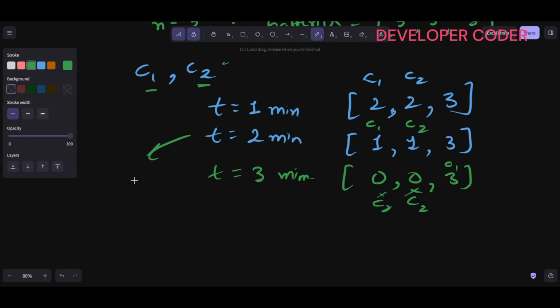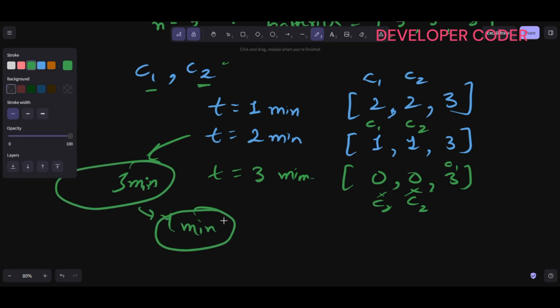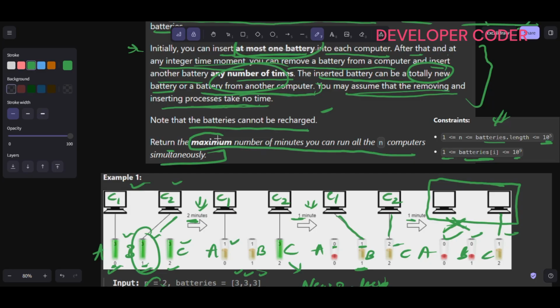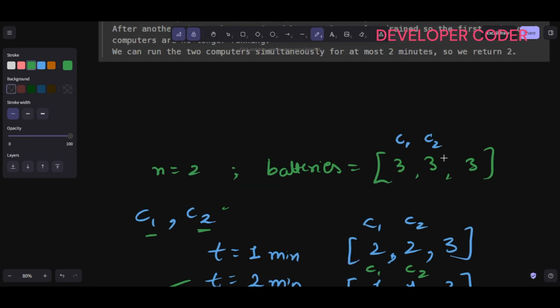So here only 3 minutes I'm getting, but my output is not 3 minutes, my output is 4 minutes, right? Why? Because we need to return the maximum number of minutes you can run all the n computers simultaneously. So how are we going to do that?